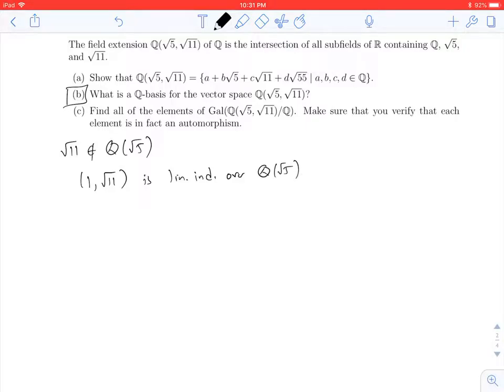Which means if we take some Q adjoin square root of 5 linear combination of 1 and root 11, and it equals 0, then the coefficients must be 0. All right, well, let's see how to use that.